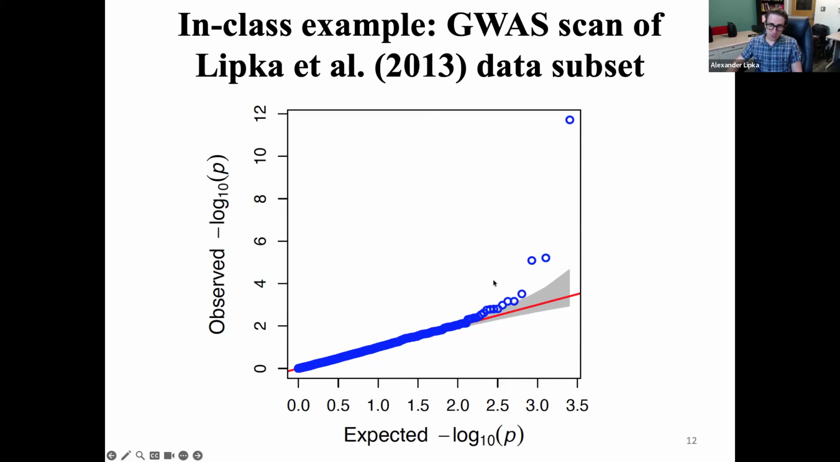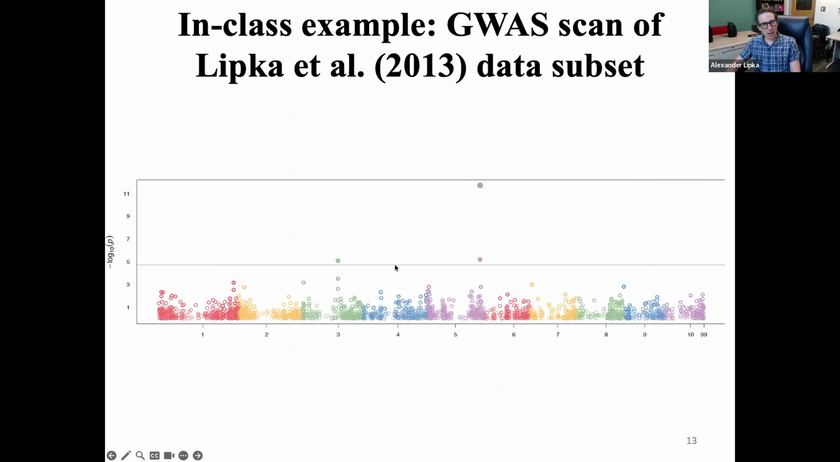Okay, so we're seeing that most of these dots lie along the diagonal line, providing strong evidence that there's no marked trait association for most of the SNPs. And then we see our peak associations as these dots that kind of veer off the diagonal.